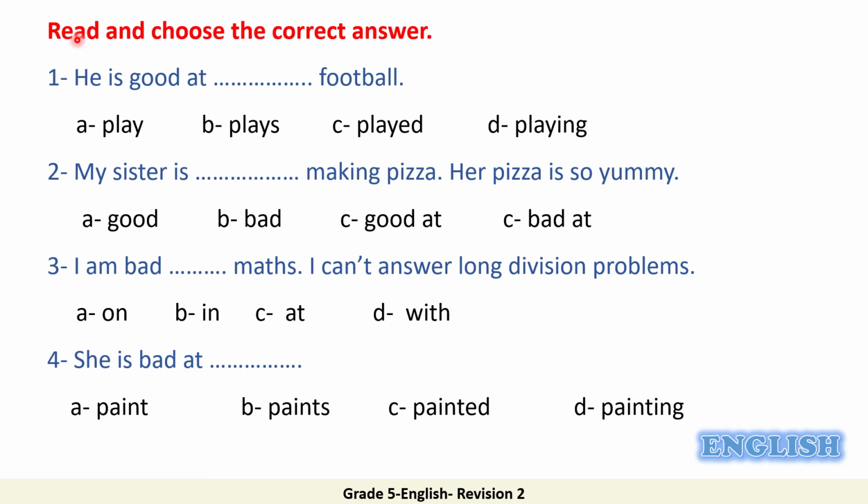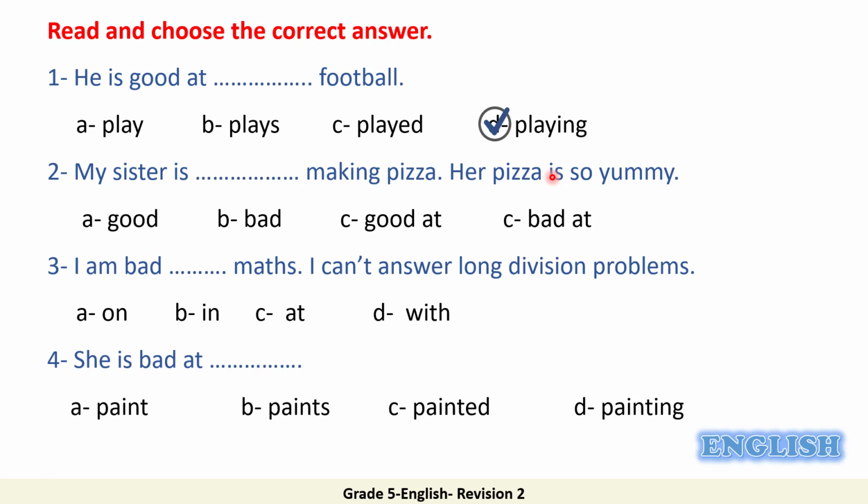Let's do this exercise. Read and choose the correct answer. He is blank football. Play, plays, played, playing. We have good at in the sentence, so we use the gerund, the verb plus ing. Playing. Clear?